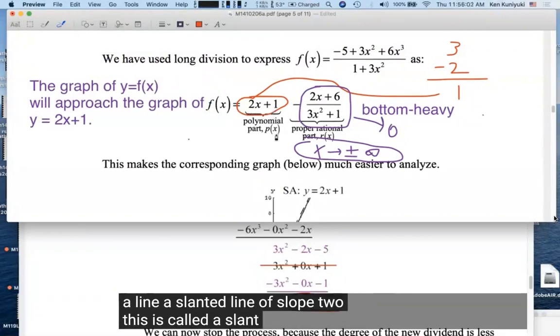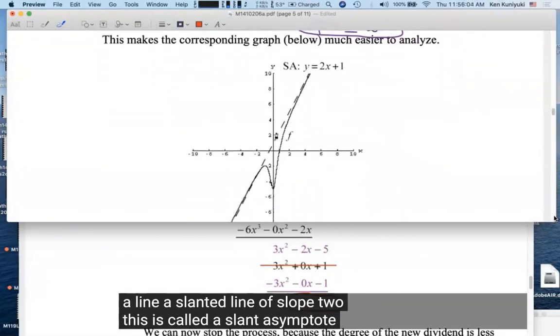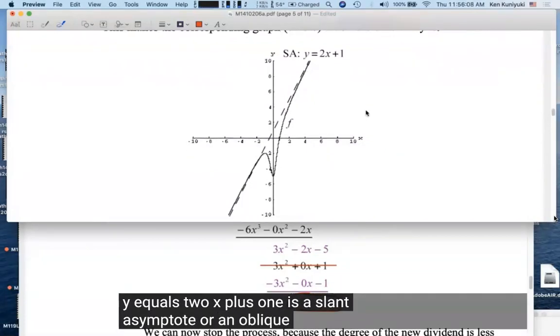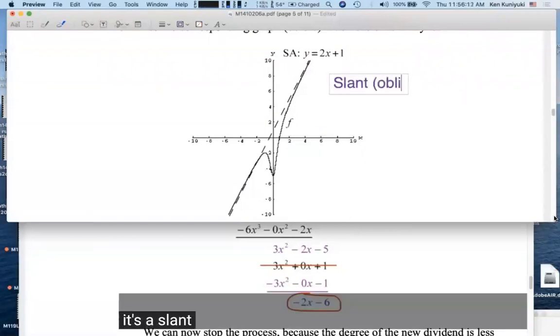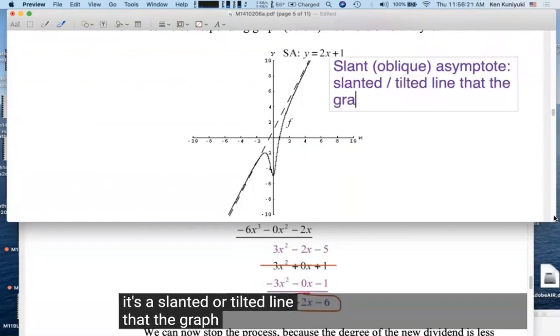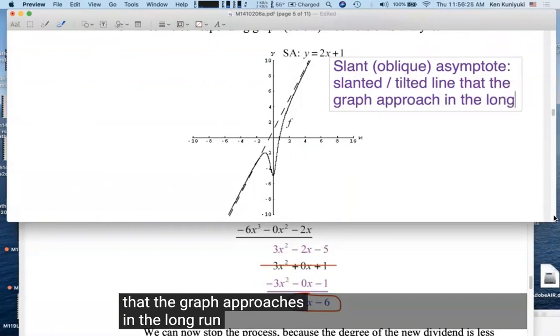This is called a slant asymptote. Y equals 2x plus 1 is a slant asymptote, or an oblique asymptote. It's a slanted or tilted line that the graph approaches in the long run.